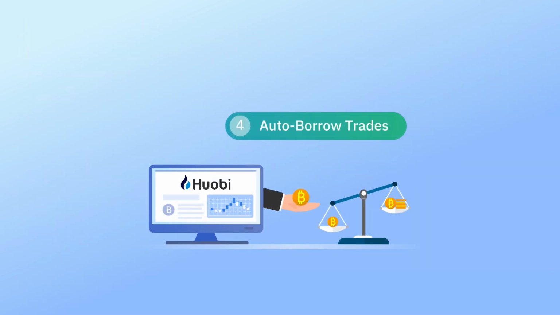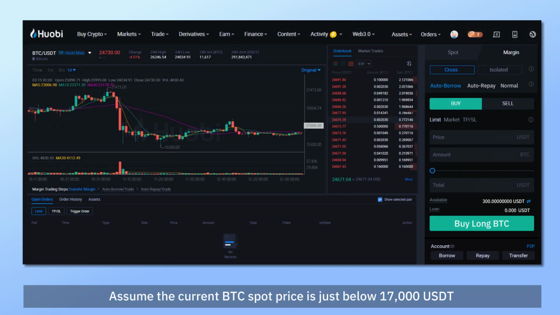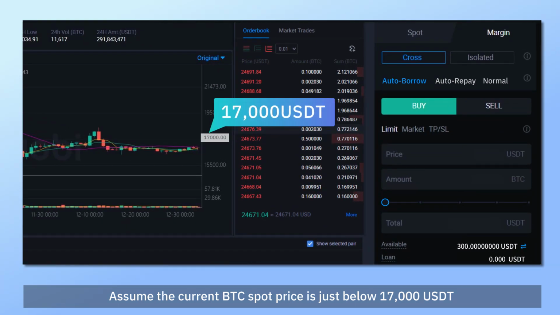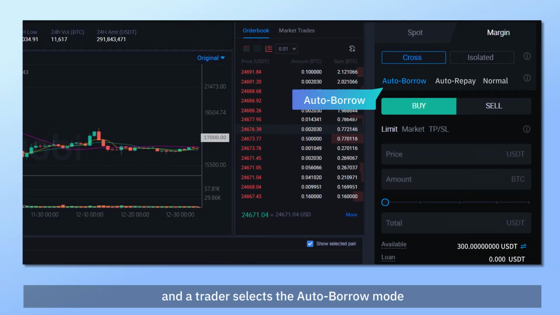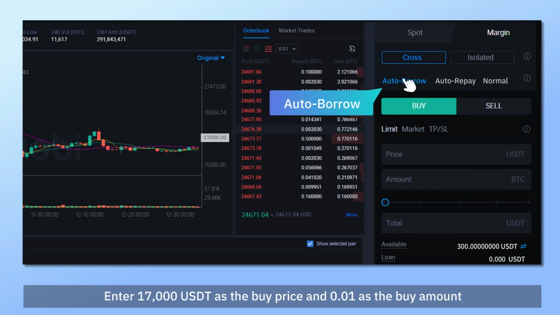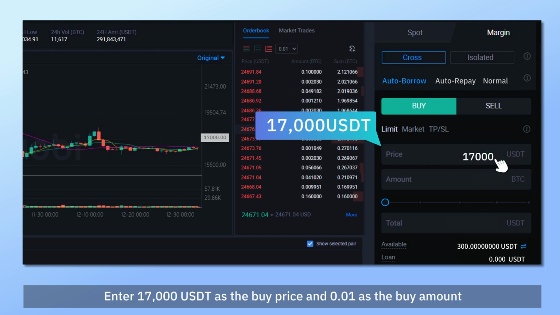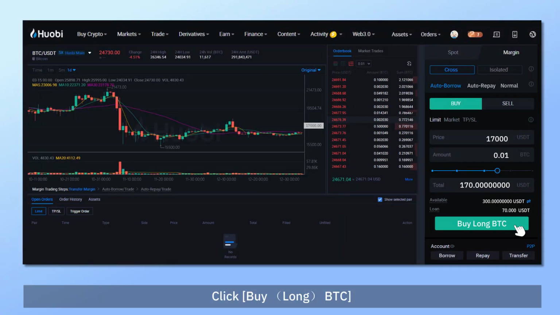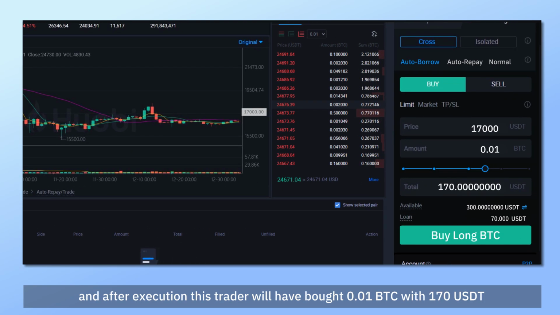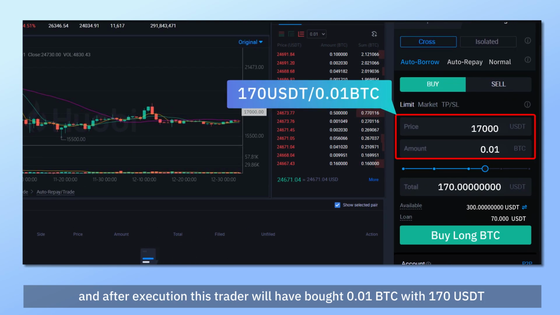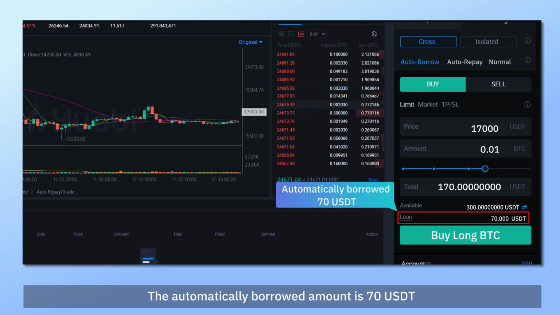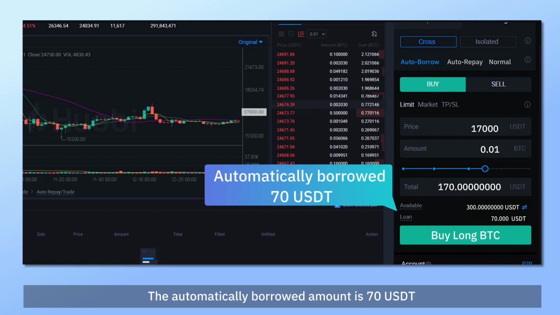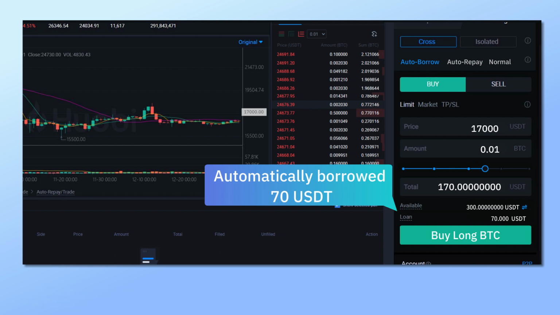Auto borrow trades. Assume the current BTC spot price is just below 17,000 USDT and the trader selects the auto borrow mode. Enter 17,000 USDT as the buy price and 0.01 as the buy amount. Click Buy Long BTC, and after execution the trader will have bought 0.01 BTC with 170 USDT. The automatically borrowed amount is 70 USDT.